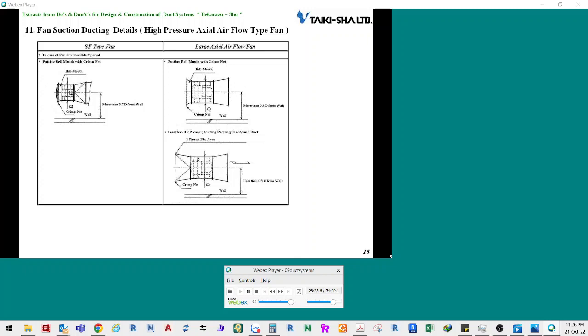First, if the suction side is open to the atmosphere, the centers of both SF fans and large-size airflow fans must be 0.8 D away from the chamber walls, and bell mouths must be attached. For safety, a wire gauze should also be attached. For large-size axial flow fans, if the fan center cannot be positioned 0.8 D away from the chamber walls, a rectangle to round duct with an opening 2 sizes larger than the duct base should be connected to the fan. For safety, a wire gauze should also be attached.